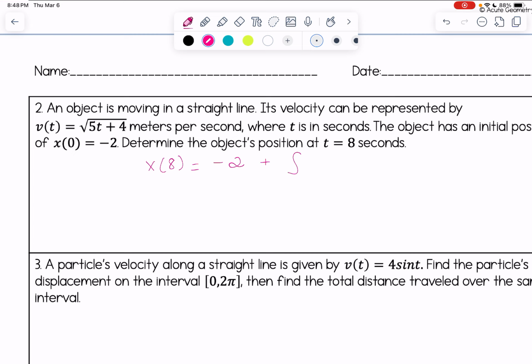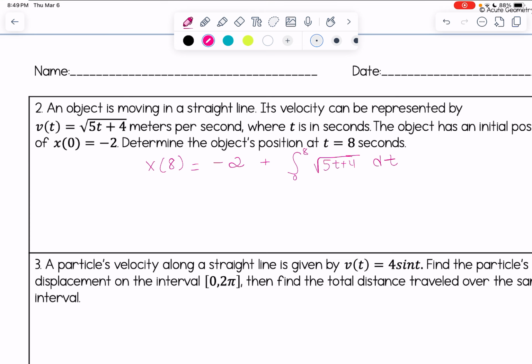And we're going to be adding basically how it changed. So it changed from 0 to 8 seconds. Keep in mind, just to note here, whatever your initial condition is should match and correspond with this bottom bound, the lower bound of the integral. And then I'm going to put in our velocity function, so the square root of 5t plus 4 dt.